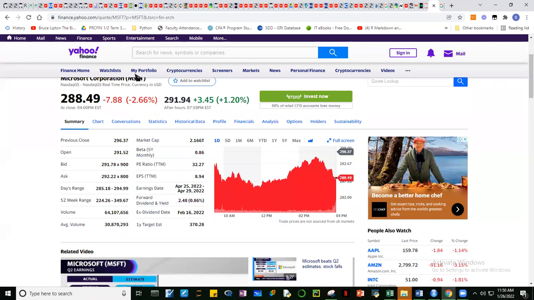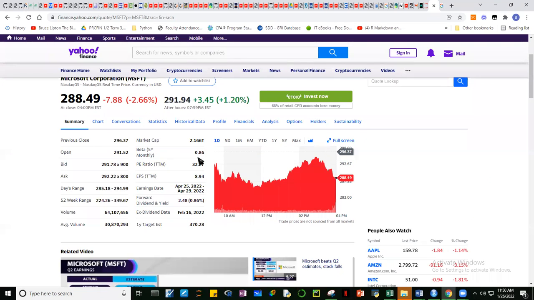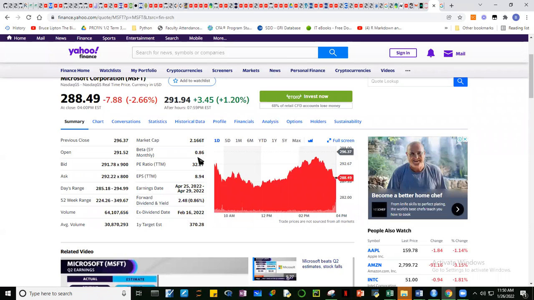So here, nakita natin si Microsoft, 0.86. Ibig sabihin ito, guys, it's less risky compared to Apple. Kasi si Apple, 1.2 yung beta. The higher the beta, guys, the higher is the risk. So in fact, Apple is more risky than the market, and then Microsoft is less risky than the market.